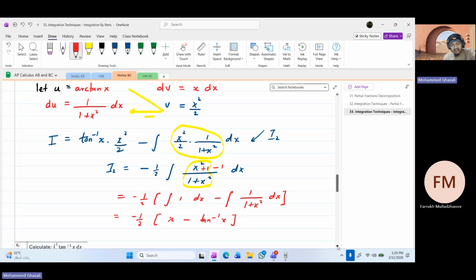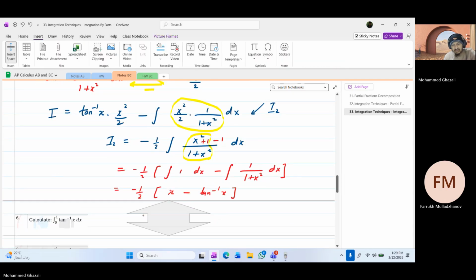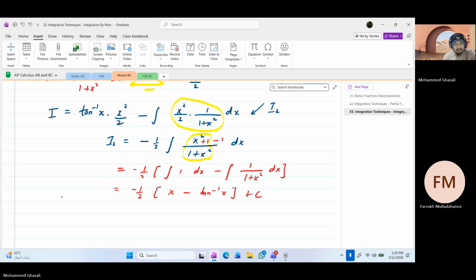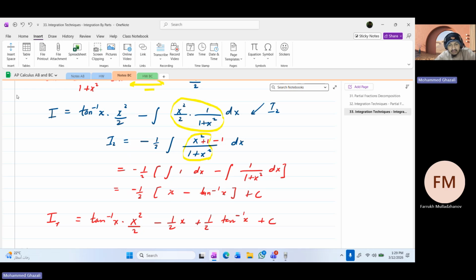Now I have the total integral. Don't forget to add a plus c. The total integral is now equal to tan inverse x times x squared over 2, minus, remember the minus half, minus half x, and minus half times minus half is plus half. All right, and that's my final answer.